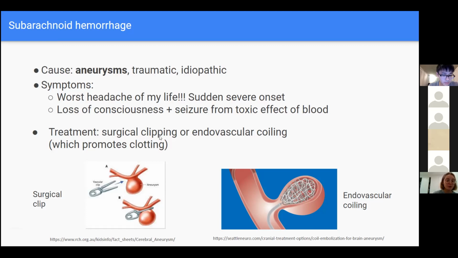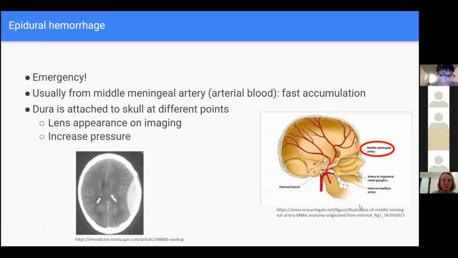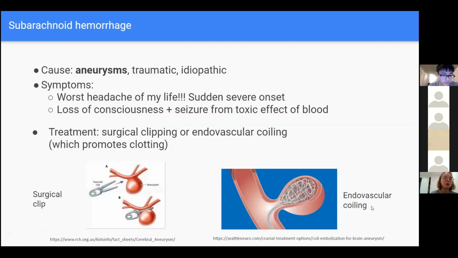The treatment for subarachnoid hemorrhage is of two kinds. First of all, the surgical clip, where we go in and put the clip that we see here, a little clip that will clip the aneurysm and stop it from bleeding. And then there's also endovascular coiling. We go into your artery and put in this coiling, which will promote clotting and stop the aneurysm from bleeding. The preferred method is usually endovascular coiling because it is less invasive, done with imaging, and just goes through an artery. So it's really preferred if it's possible for the patient.